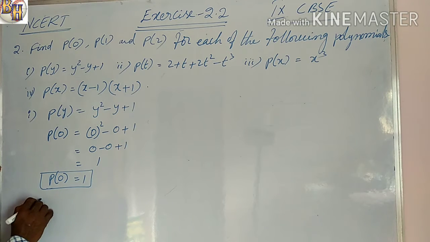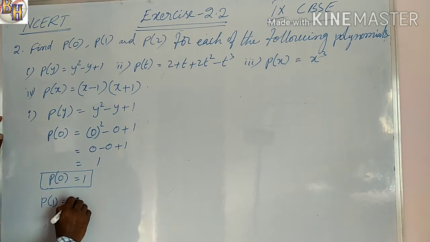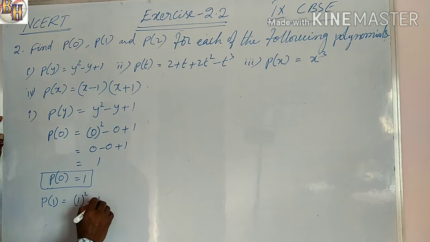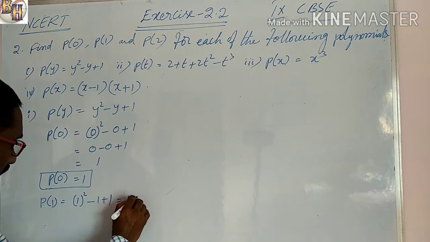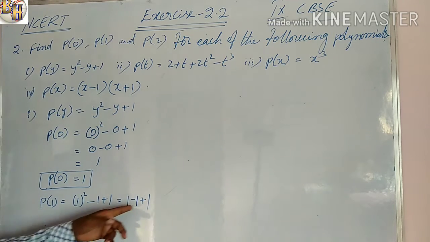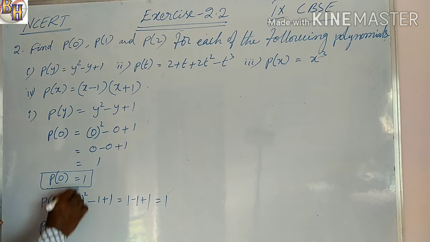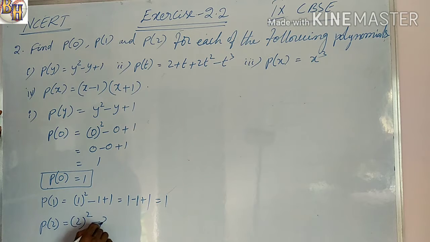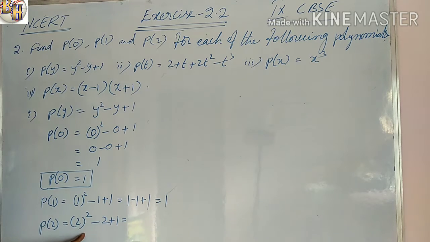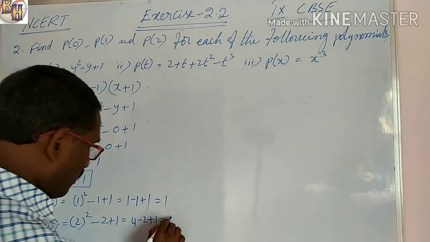What about P of 1? P of 1 is equal to, again here see, 1 whole square minus 1 plus 1. 1 whole square how much? Here 1 minus 1 plus 1. 1 minus 1 is 0, 0 plus 1 is 1 only. That's all. And what about P of 2? P of 2 again see here, 2 whole square minus 2 plus 1. 2 2s are 4. 4 minus 2 plus 1. 4 minus 2 is 2, plus 1 is 3. That's it.